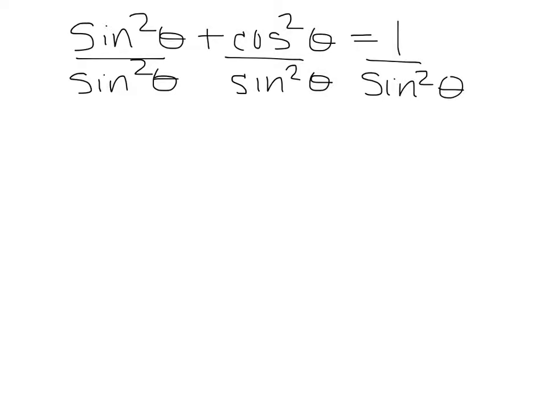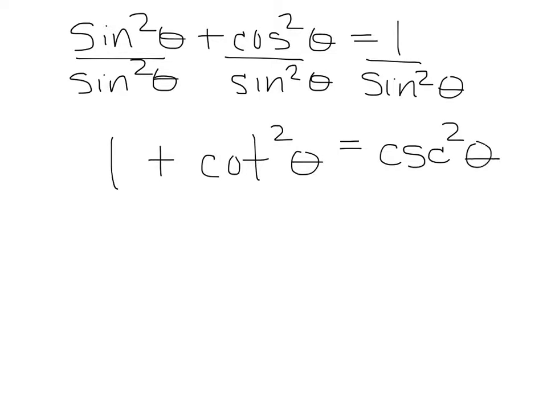Sine squared over sine squared makes 1. Cosine squared over sine squared makes cotangent squared theta. And 1 over sine squared makes cosecant squared theta. I suggest that you not memorize this second one, but know how to produce it from the original. It's much faster than trying to memorize.